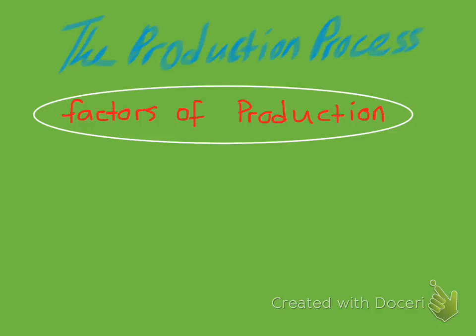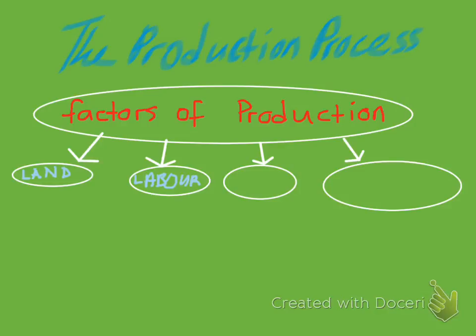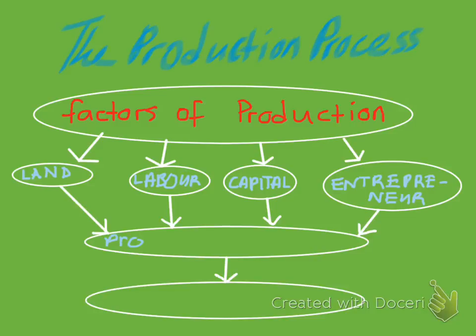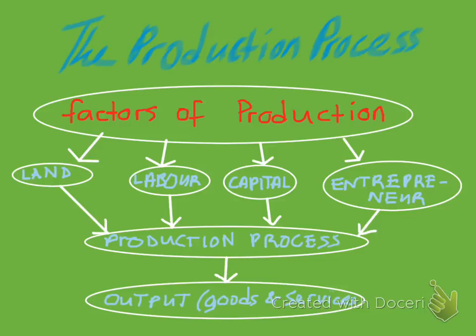So let's look at the production process. The production process begins with factors of production. These factors of production are employed in the process in the form of land, labor, capital, and entrepreneur or entrepreneurship. These are factors of production. They are employed in the production process to come out with output, which are goods and services.